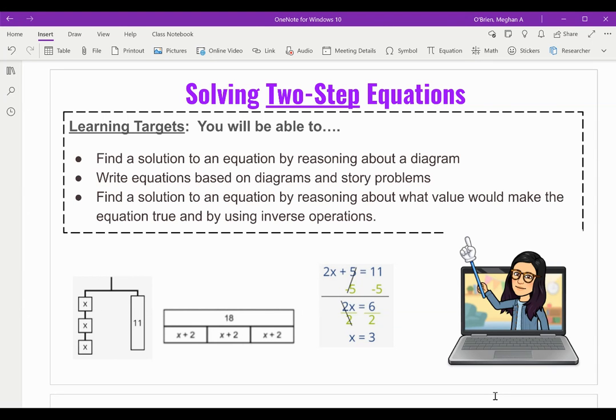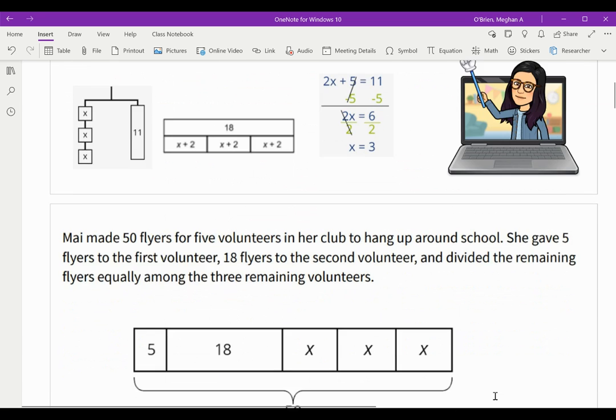Hey everybody, this week is all about solving two-step equations. So we have a few learning targets. You will be able to find a solution to an equation by reasoning about a diagram. You'll be able to write equations based on diagrams and on story problems. And you'll be able to find a solution to an equation by reasoning about what value would make that equation true. And of course, by using inverse operations.